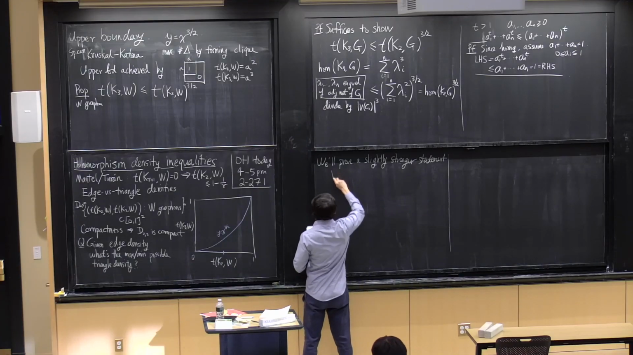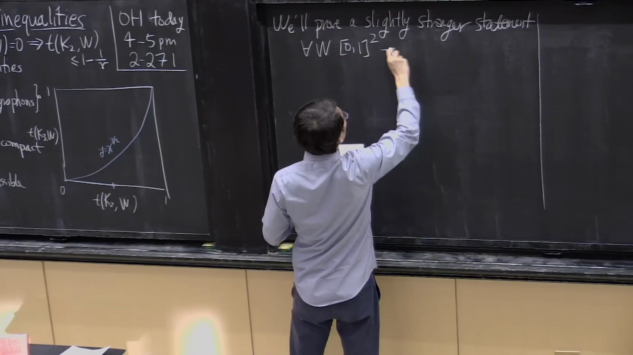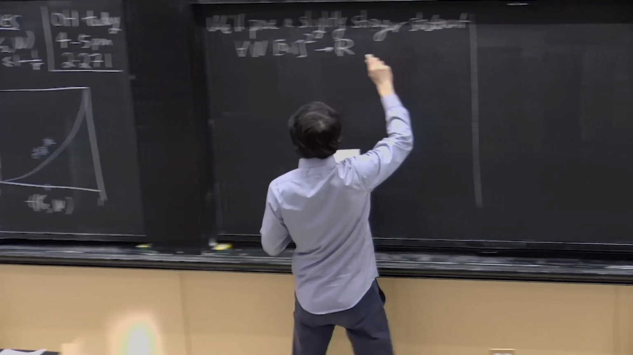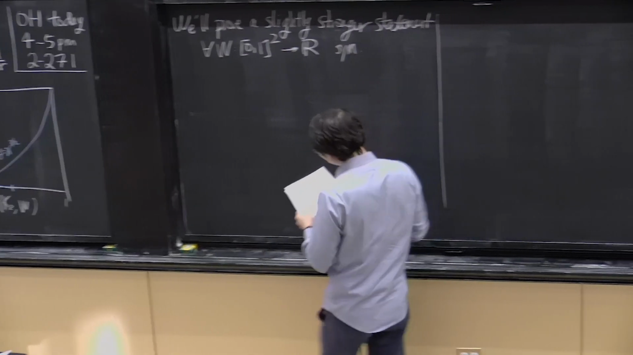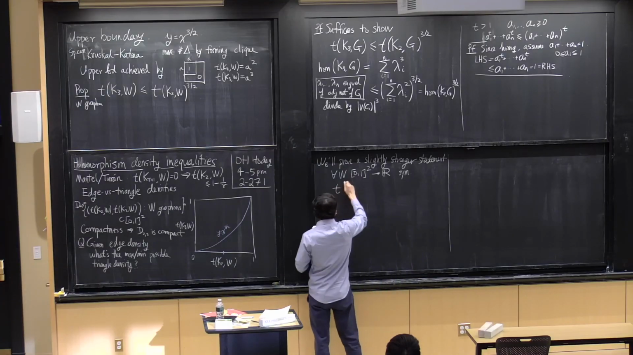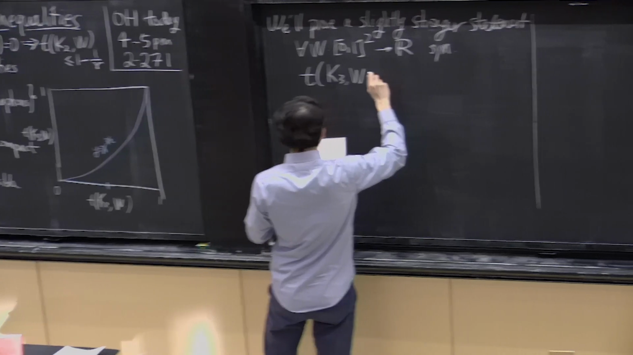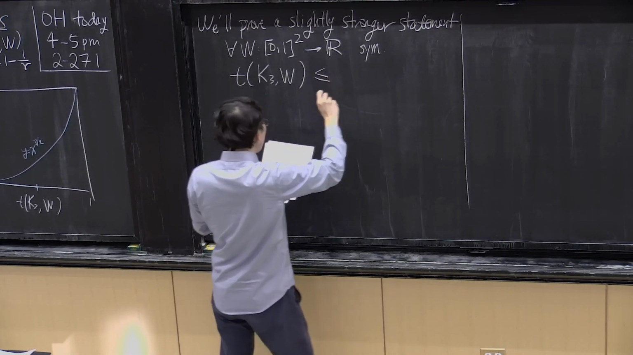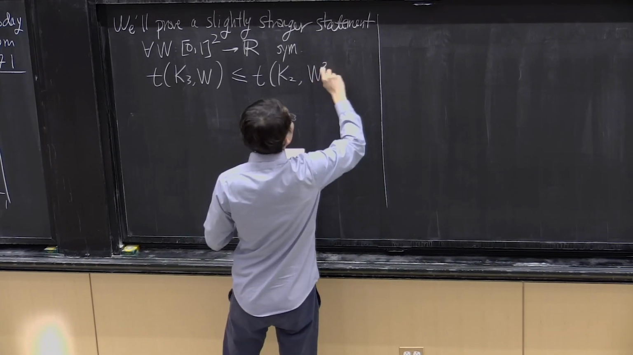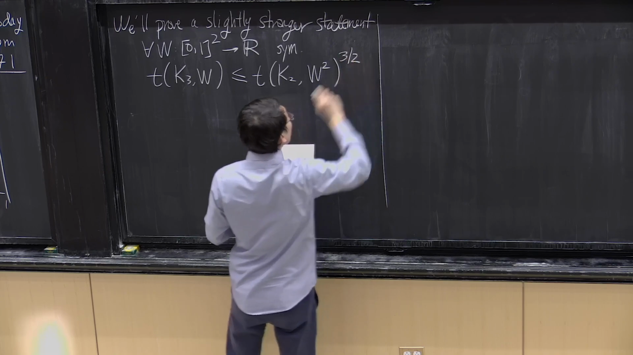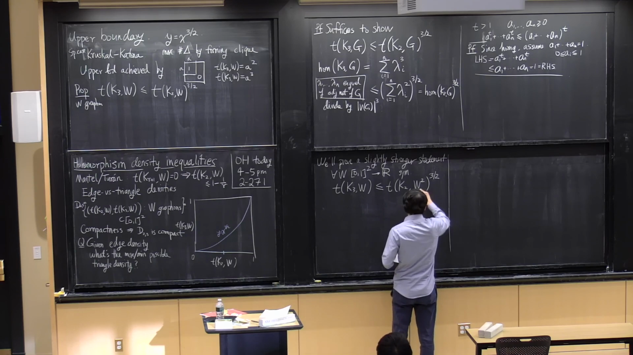Namely, that for all, not just graphons, but it's not so important, but for all symmetric measurable functions from the unit square to R, one has the following inequality. Namely, that the K3 density in W is upper bounded by the K2 density of W squared raised to power 3/2. Here, this square is meant to be a pointwise square.